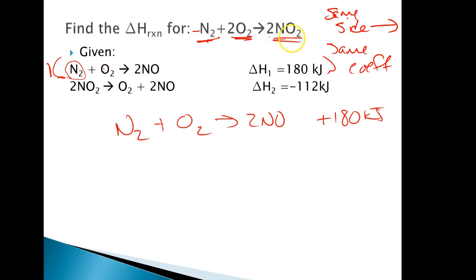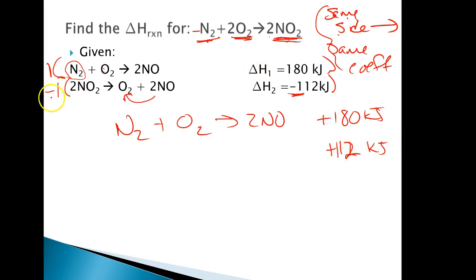And I see that I have two NO2s. Again, I'm looking for two questions. Are they on the same side of the arrow? Well, I notice my NO2s here are on the left side, and the NO2s that I want need to be on the right side. So what I'm going to do is reverse this reaction. And that's essentially like multiplying by -1. Because what that does, remember, is when you reverse the reaction, you're changing it from being exothermic here, and by multiplying by -1, I make it positive 112, which is now endothermic.